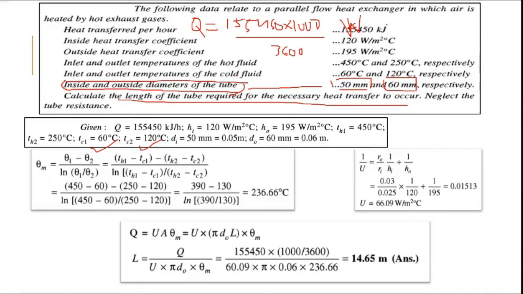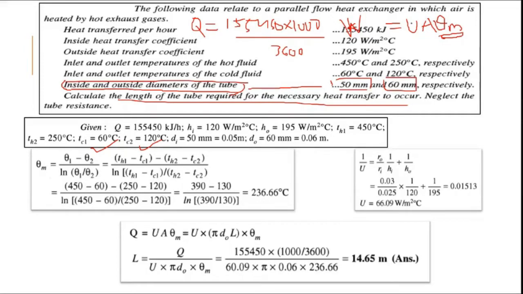Now, this rate of heat transfer can also be given by U multiplied by A multiplied by theta m, where theta m is the LMTD value. Can we find out the logarithmic mean temperature difference? Yes or no? Yes, sir.